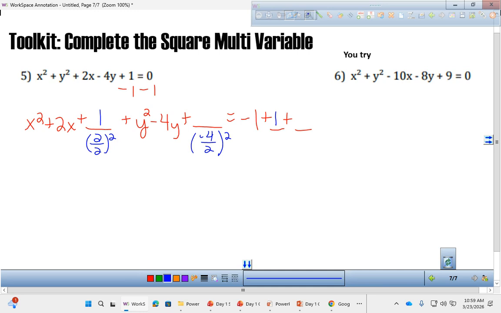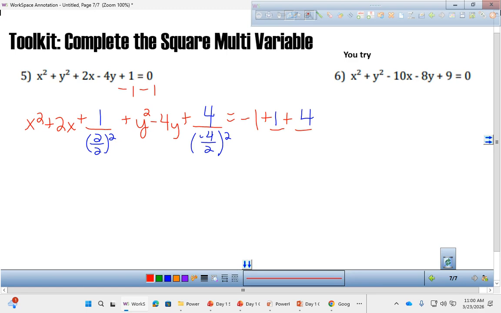Half of -4, if I want to split -4 up, that's -2 and -2. And the square of that, -2 times -2, is 4. And I'll have to do that over here as well. So whatever I add to the left, I'm going to add to the right. And now I've created 2 perfect square trinomials. I'm factoring them each, right?